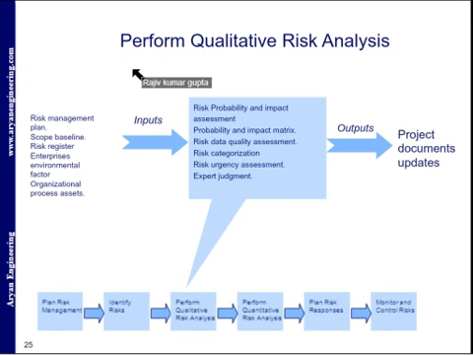To perform the analysis, the following are the criteria: the probability of each risk occurring using a standard scale such as low, medium or high, and sometimes 1 to 10, and the impact of each risk occurring using a standard scale such as low, medium, high, or some companies or projects use 1 to 10. Project documents that may be updated include, but are not limited to, the risk register updates.